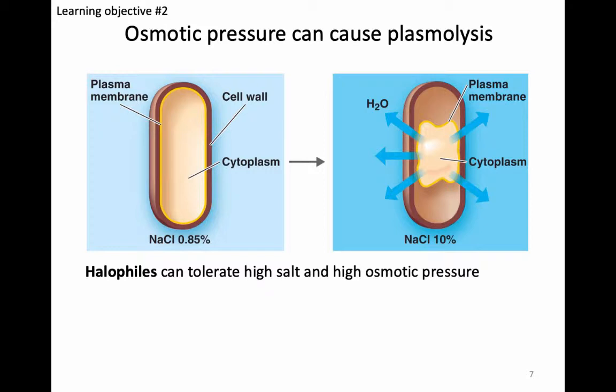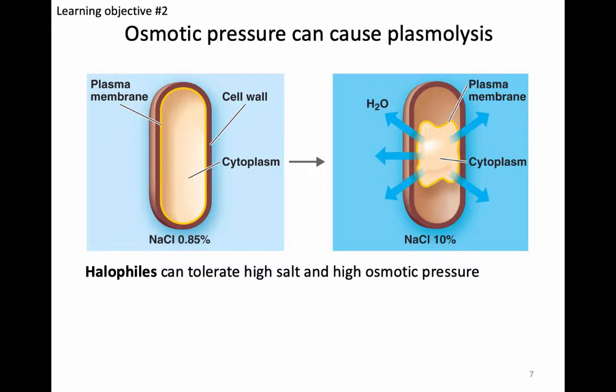so now we're at a sodium chloride concentration of 10%, this will cause a lot of the water to leave the cell, and the cell will shrivel. We have the shell of the cell wall remaining in brown, but the plasma membrane and the cytoplasm and all the contents will shrivel up. So on the right, we have very high osmotic pressure, which will result in this shriveling known as plasmolysis, and the microbe will likely die.